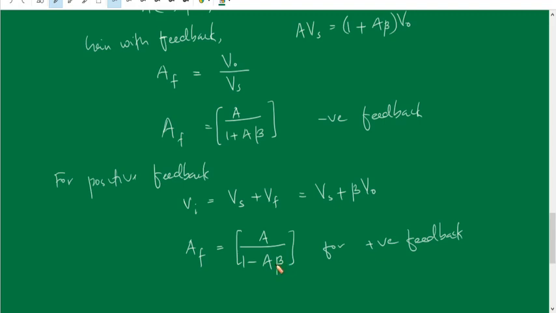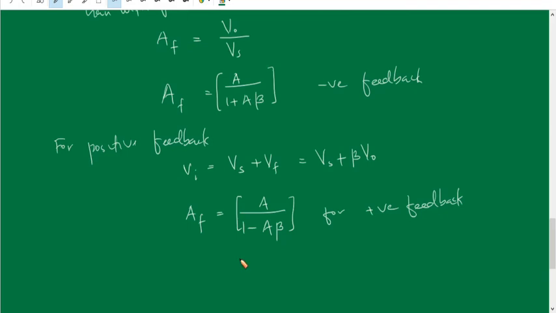where beta is the feedback fraction. It is not the current gain, it is the feedback fraction. As we said earlier, negative feedback is used in amplifiers, while positive feedback is generally used in the case of oscillators.